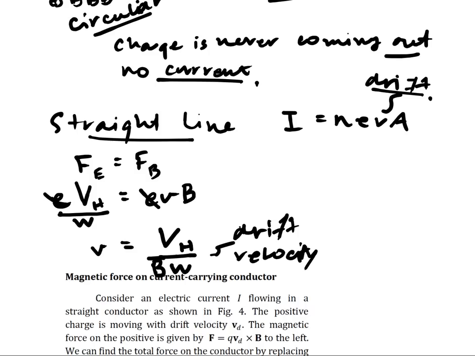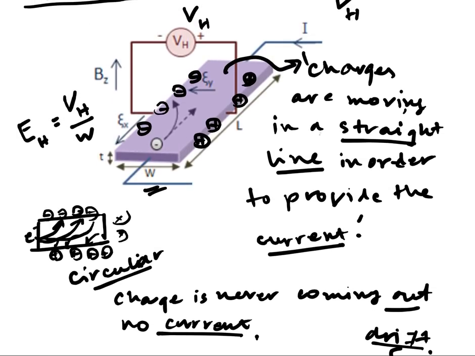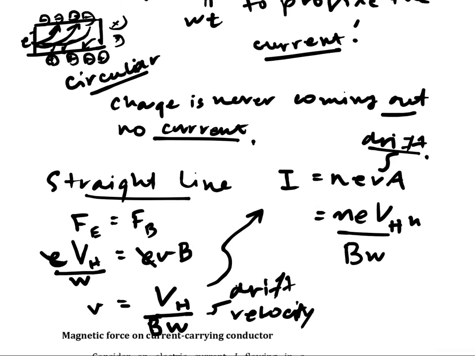Okay? So then what you do is you just substitute this drift velocity into this equation so that you get the neV_H over BW times the area A. So the area A in which the current is flowing through, this is the area A. It is the width times the thickness T. Okay, so this will become WT, and then you can cancel the W.